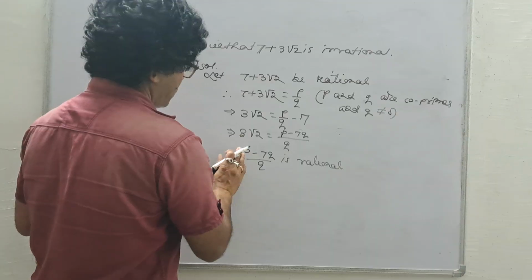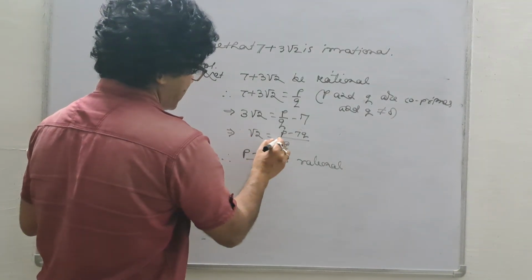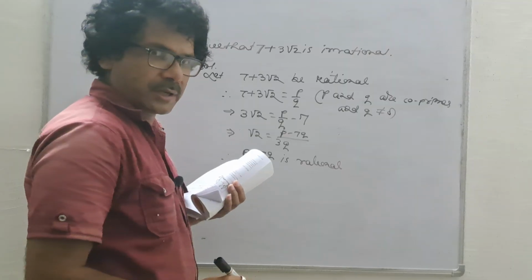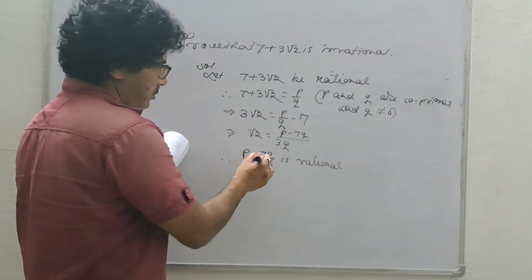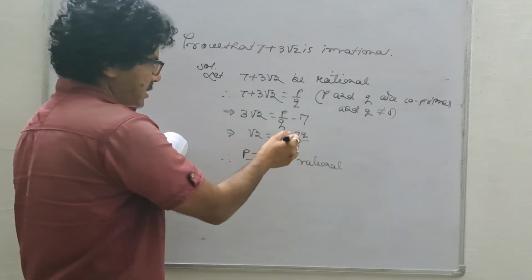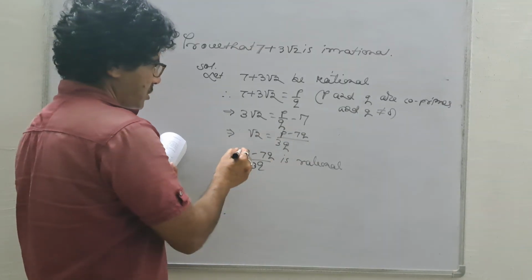Sorry, this 3 you take to this side. And 3Q is also an integer. Q integer means 3Q integer. So integer by integer, rational number. So this is rational.